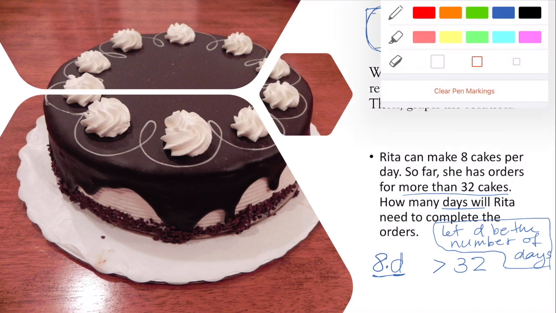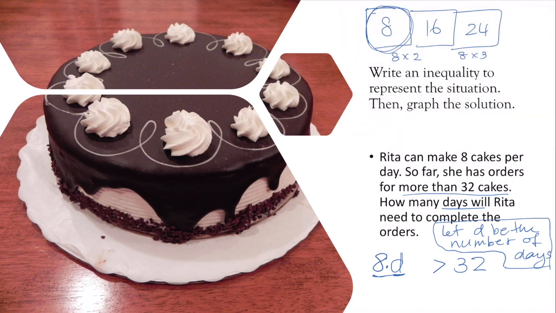So let's get into the color. 8 times D, the reciprocal would be 8 divided by D. So I divide both sides of the inequality by 8 to see how many days Rita will need to make 32 cakes. So D is greater than 32 divided by 8, which is 4. So Rita will need 4 or more days to complete.